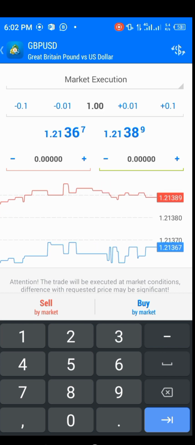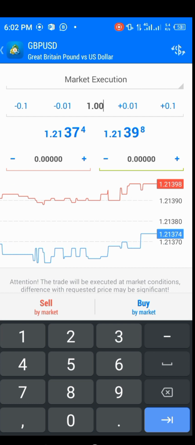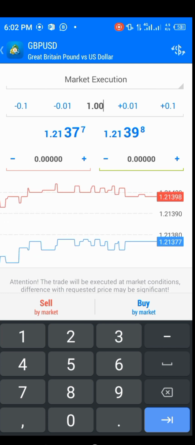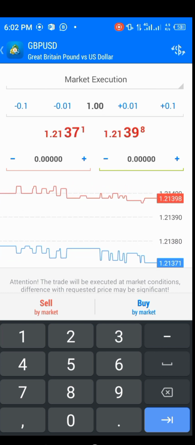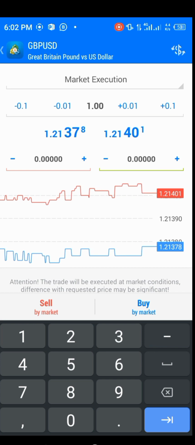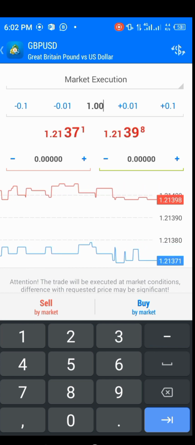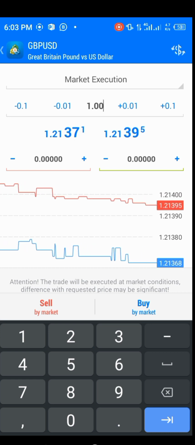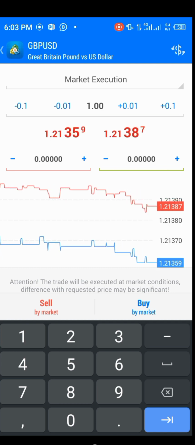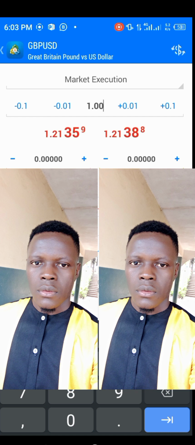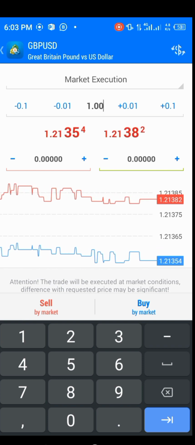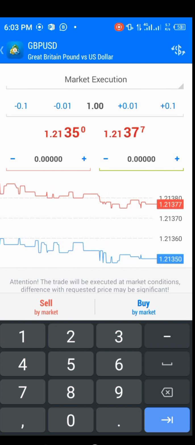In the same sense, if the market moves by 10 pips in your direction, you are making a profit of $100, and if the market moves by 10 pips against your direction, you are making a loss of $100. If the market moves by 1,000 pips in your direction, you're making a profit of $10,000, and if the market moves by 100 pips against the direction, you're making a loss of $1,000. And if the market moves by 1,000 pips against your direction, you are making a loss of $10,000.